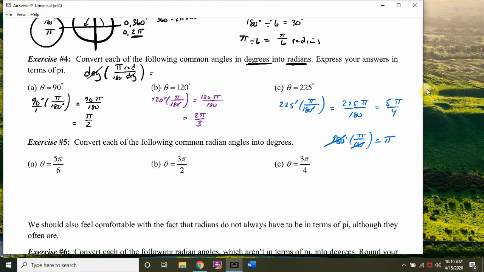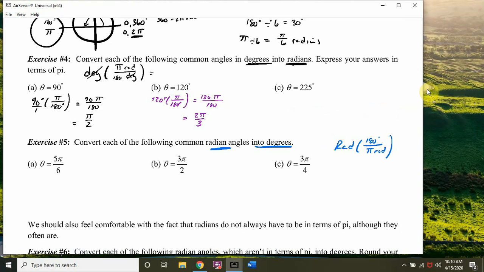Let's convert from radians into degrees. So instead of multiplying by pi radians over 180 degrees, we go the other direction. We multiply by 180 degrees over pi radians. Okay, so if we want to convert from radians to degrees, take your radian measure and multiply by 180 degrees over pi radians. Your radian units cancel out, giving you back your degrees.